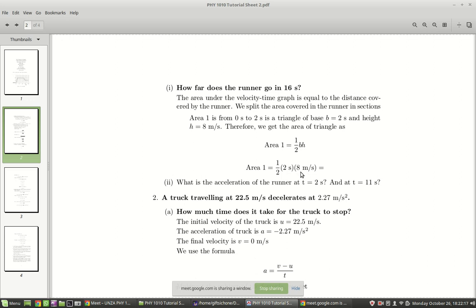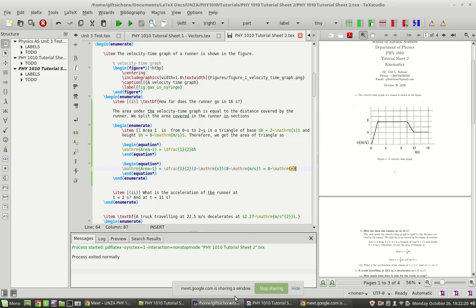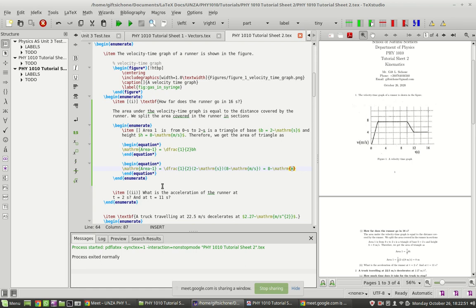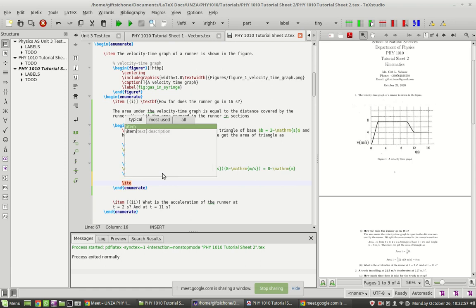Area equals 8 meters. Yes. When you do the whole equation, the area in this case is equal to 8 meters. It is not 8 meters squared. This area is special. The area we are talking about is the area under a velocity time graph. The area under a velocity time graph gives you the distance traveled. Is that clear? Yes, sir. Good.